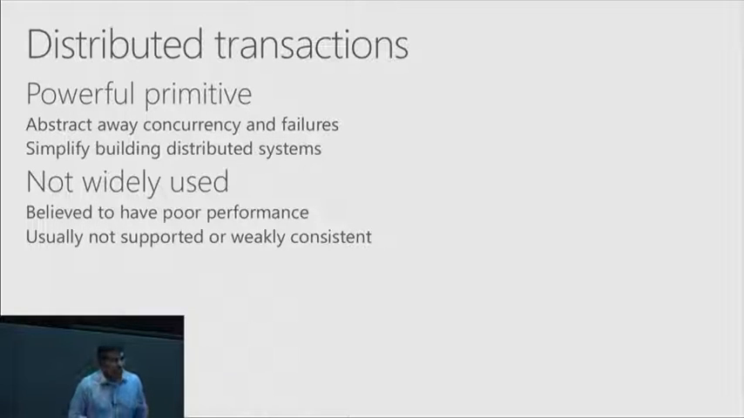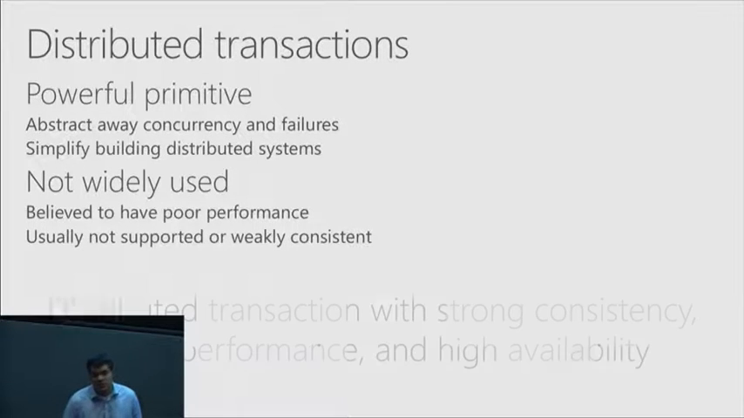Unfortunately, distributed transactions are believed to have poor performance, and that's why they're not very widely used in systems deployed in data centers. So these systems either do not expose transactions at all, or they expose some weaker form of transactions, for instance, eventually consistent transactions, or transactions that are only allowed to access data in a single partition of data, or something like that, which then again makes it harder to use a distributed system.